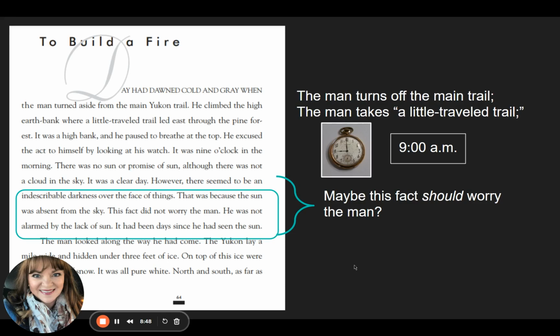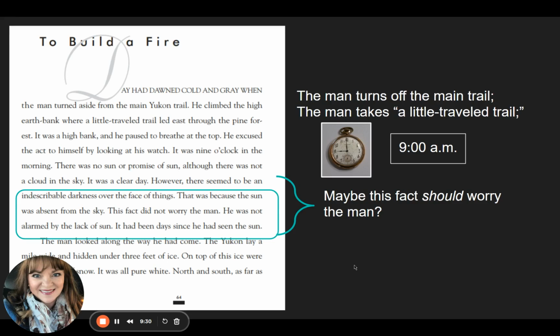To Build a Fire by Jack London. Day had dawned cold and gray when the man turned aside from the main Yukon Trail. He climbed the high earth bank where a little traveled trail led east through the pine forest. It was a high bank, and he paused to breathe at the top. He excused the act to himself by looking at his watch. It was 9 o'clock in the morning. There was no sun or promise of sun, although there was not a cloud in the sky. It was a clear day. However, there seemed to be an indescribable darkness over the face of things.